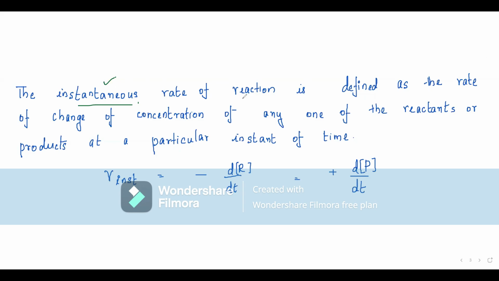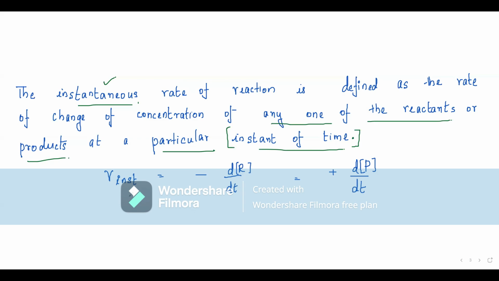So, instantaneous rate of reaction is defined as the rate of change in concentration of any one of the reactants or products at a particular instant of time. So the main difference between average rate of a reaction and instantaneous rate is average rate is calculated over an interval of time, a particular duration of time, whereas instantaneous rate is calculated for a particular moment.